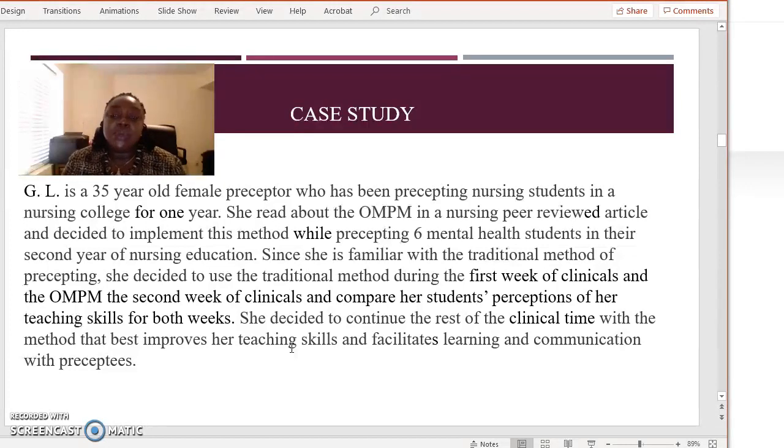Since she is familiar with the traditional method of precepting, she decided to use the traditional method during the first week of clinicals and the 1-minute preceptor method the second week of clinicals, and compare her students' perceptions of her teaching skills for both weeks. She decided to continue the rest of the clinical time with the method that best improves her teaching skills and facilitates learning and communication with her students.